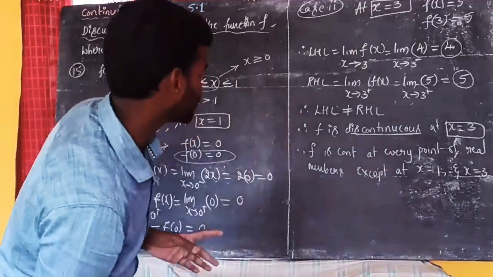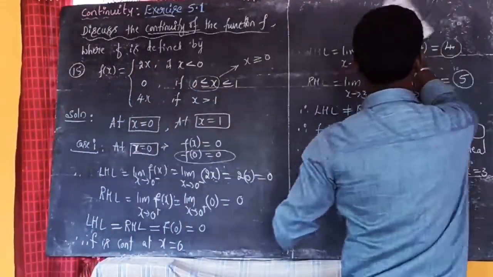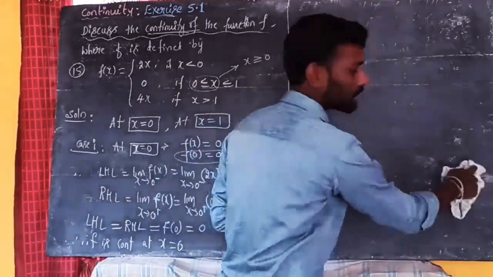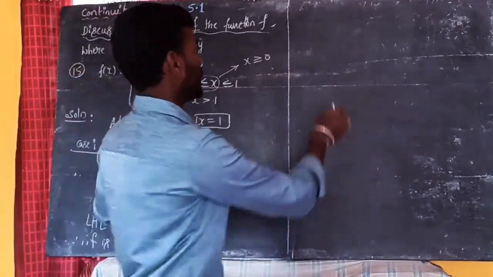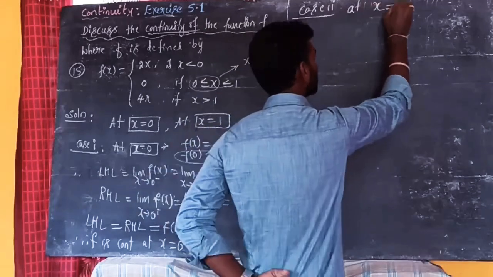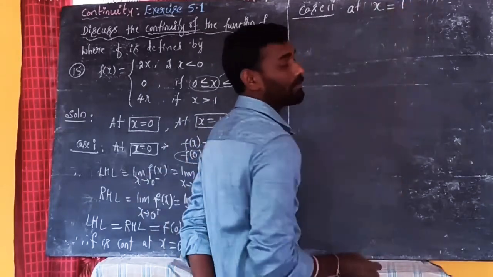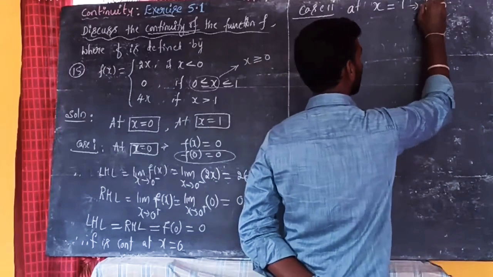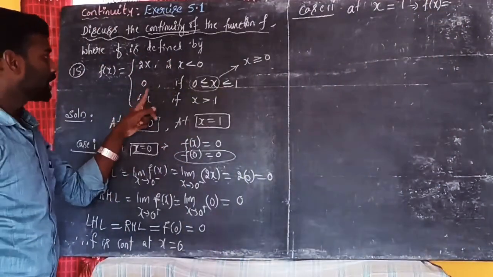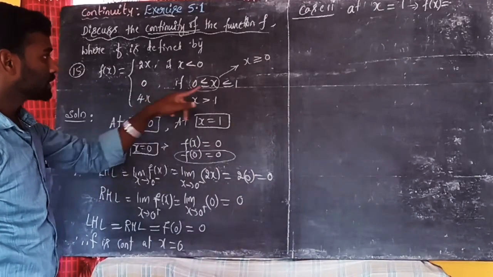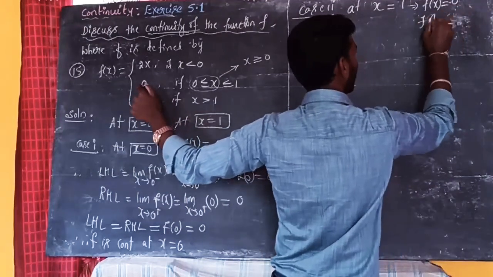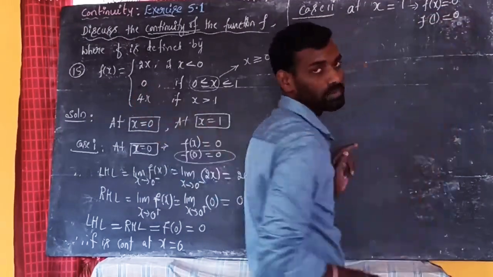Okay, next point. Next you have to check whether this is continuous or not at this point. Second point, at x is equal to 1, case 2. At x is equal to 1, our function f of x is equal to 0. Therefore f of 1 is also constant, 0.